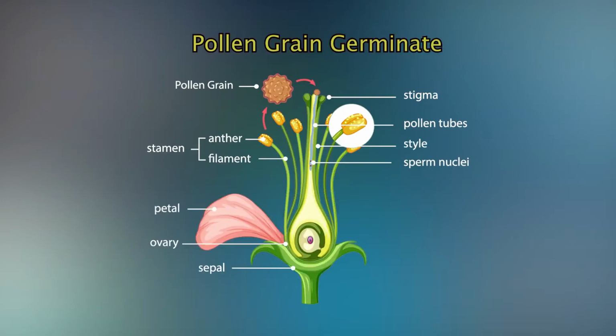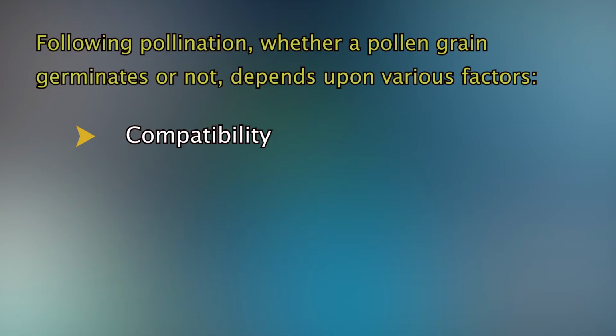Upon landing on the stigma, the pollen grains germinate. Emergence of one or more pollen tubes from a pollen grain is called pollen germination. A pollen tube is an extension and protrusion of the intine, the inner wall of a pollen grain. Following pollination, whether a pollen grain germinates or not depends upon various factors such as compatibility, hydration, nutrition, temperature, etc.